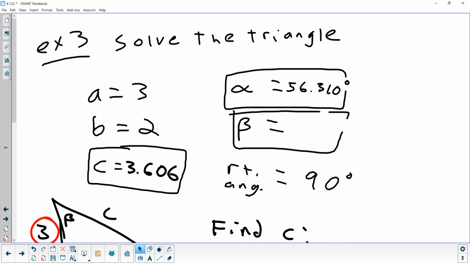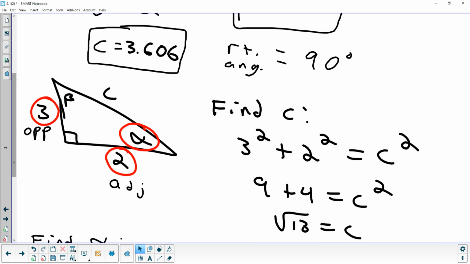Now, if we were running out of time on the test, I would say just subtract that from 90 to get beta and hope that you got alpha right, because if you didn't, then you're going to get beta wrong. But let's find beta exactly the same way we found alpha. Stick with the two sides that we know. So I'll stick with this one. But now we're doing beta. Something different happens here. You're not using alpha anymore.